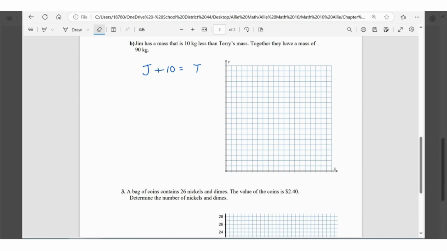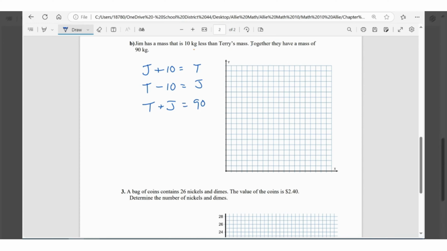And maybe I'll actually use the other version. Let me write them both. So Terry minus 10 equals Jim. And that's really kind of the same version of this. If I just subtract 10 from each side, it's over on the other side. So you could use either of those. And together they have a mass of 90 kilograms. So no matter how you look at it, Jim plus Terry equals 90 kilograms.